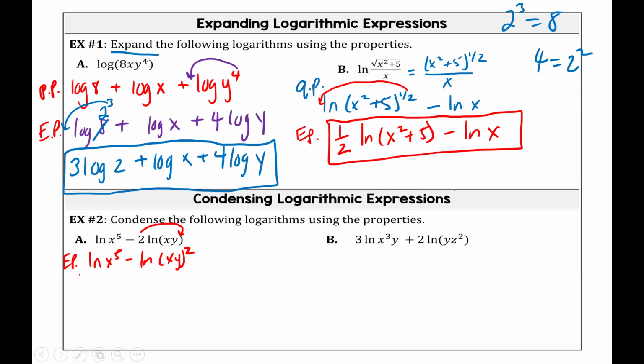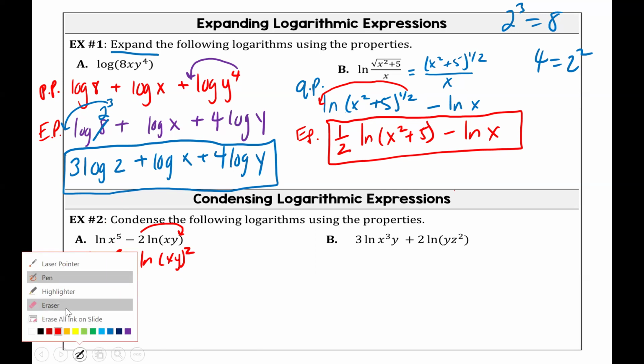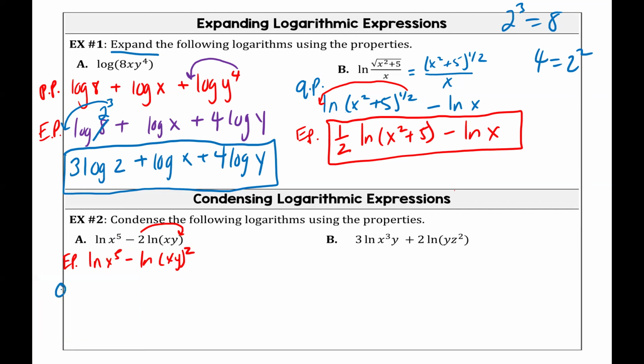So I'm going the other way. All right, I am subtracting. So I'm dividing. It's the quotient property, right? So now I'm going to apply the quotient property. The quotient property says that the first term that's being subtracted is my numerator. The second term is my denominator. So it's going to be the natural log of x to the 5th divided by x to the y squared.